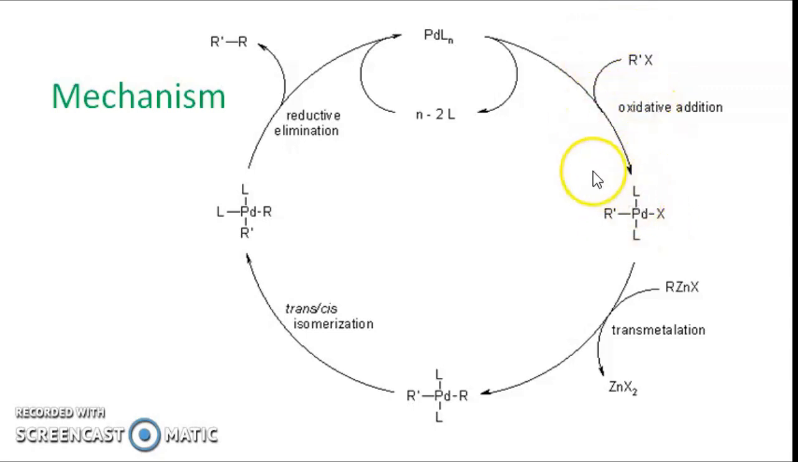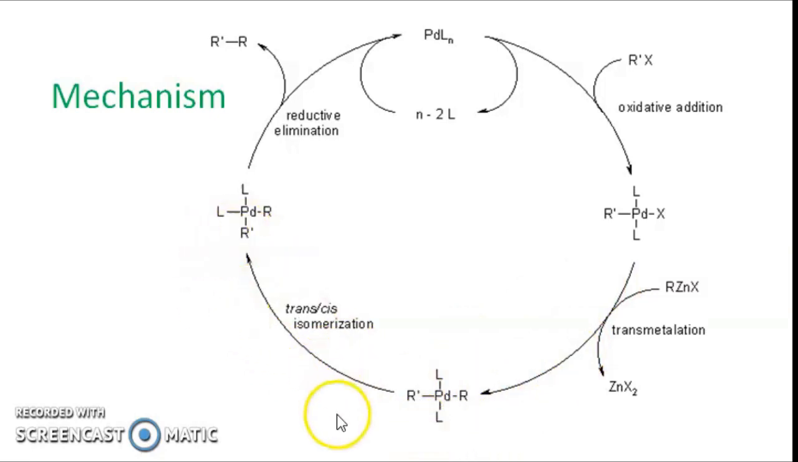And during this step, what happens? The palladium, which is in zero oxidation state, is changed to palladium in +2 oxidation state. In the next step, the transmetallation step, the alkyl group attached to the zinc is transferred to the palladium. So the alkyl group is transferred from the more electropositive metal to the less electropositive metal. So during transmetallation, the alkyl group of the organozinc compound is transferred to the palladium.